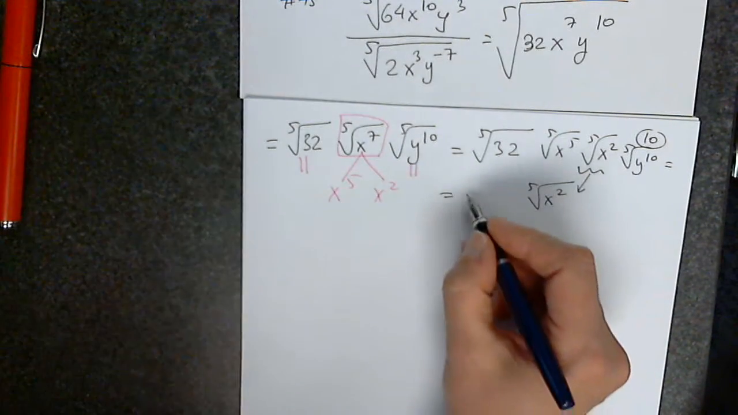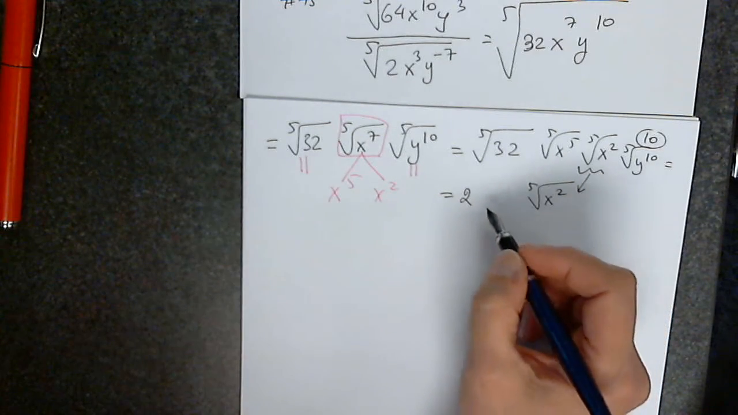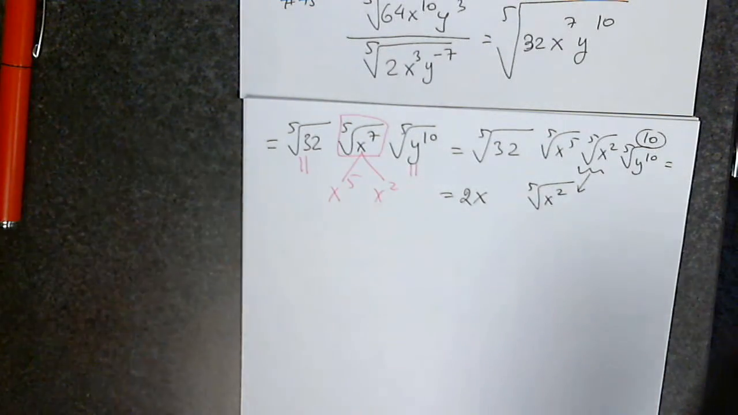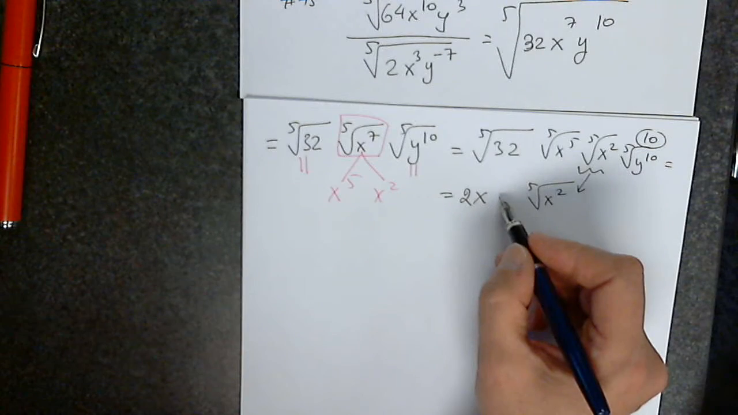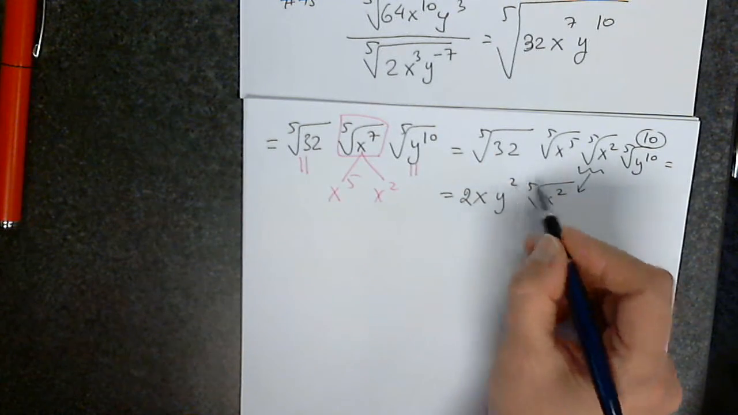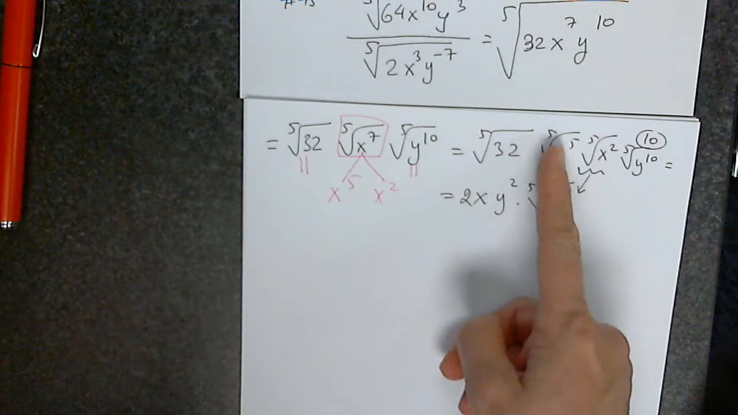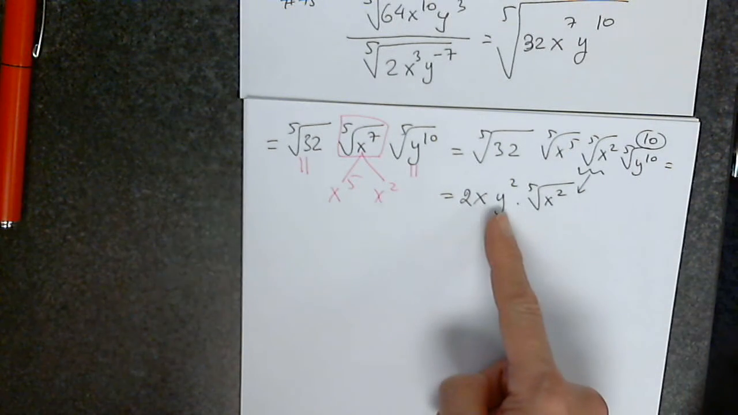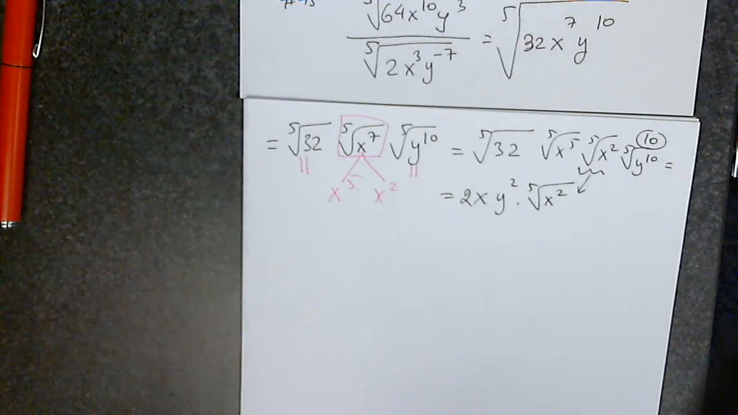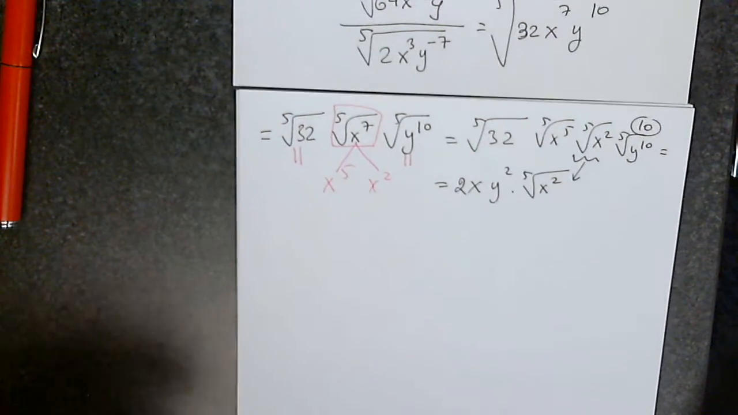2 indeed, x indeed, and y to the 2nd power. So from here, 2. From here, x. From here, y squared. And from here, it has to stay. Okay.